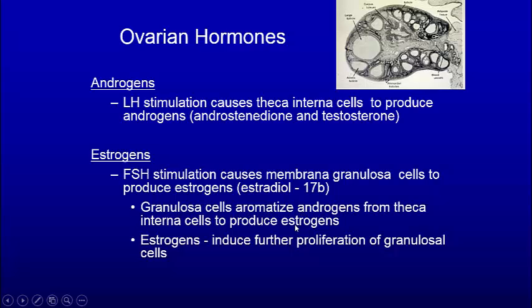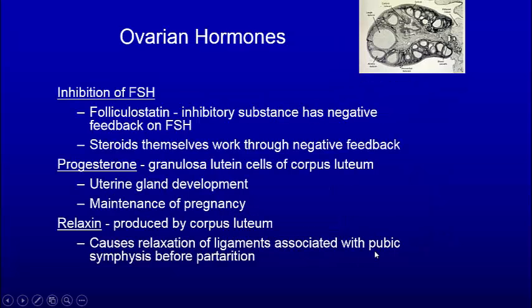So you make androgen first and then convert it to estrogen. Estrogen induces further proliferation of granulosa cells. You have inhibition of FSH. Follicular inhibin has a negative feedback on FSH. Steroids themselves have a negative feedback, as we saw before.